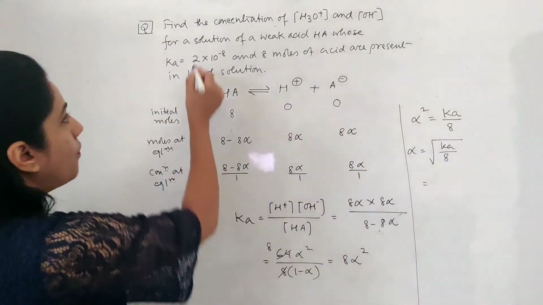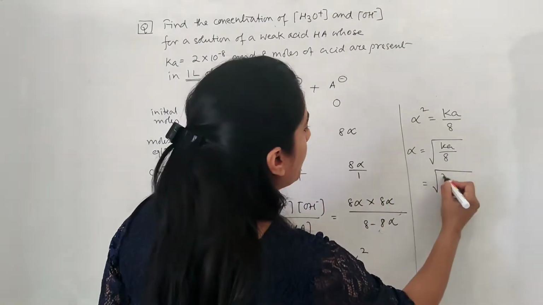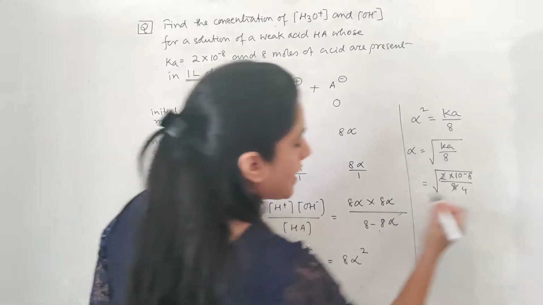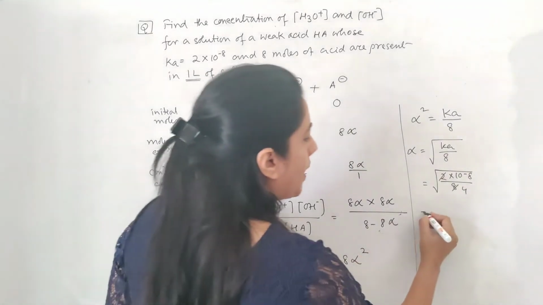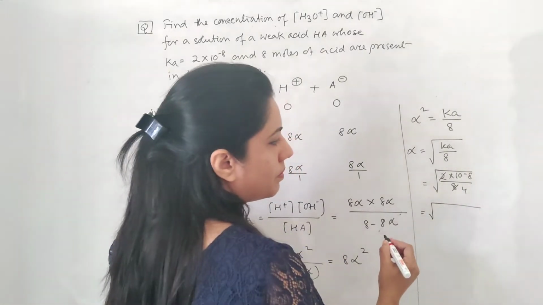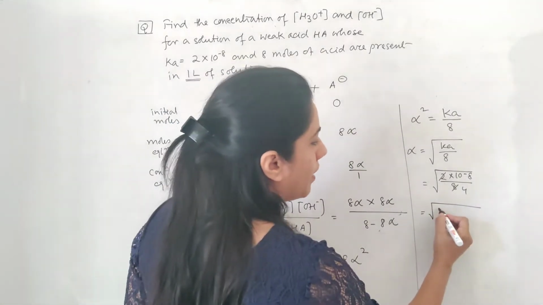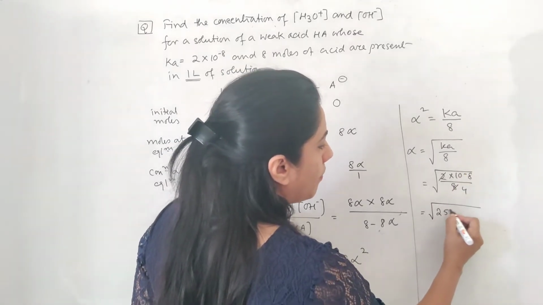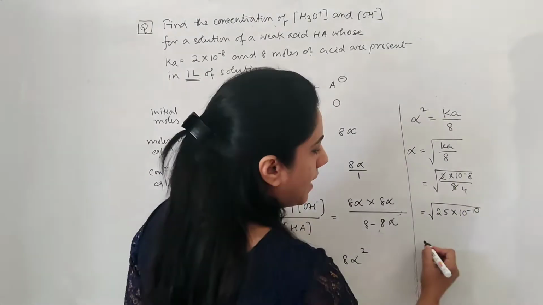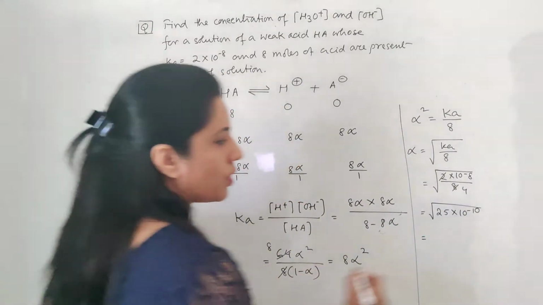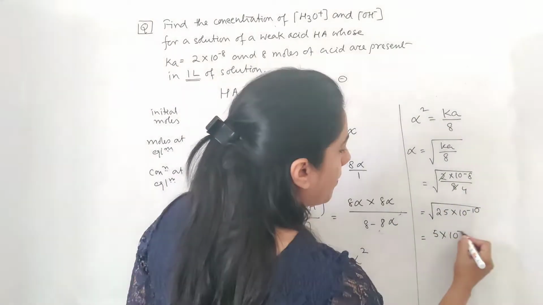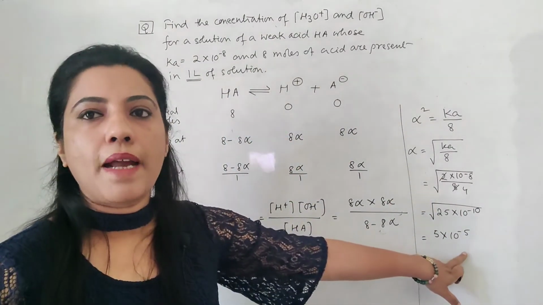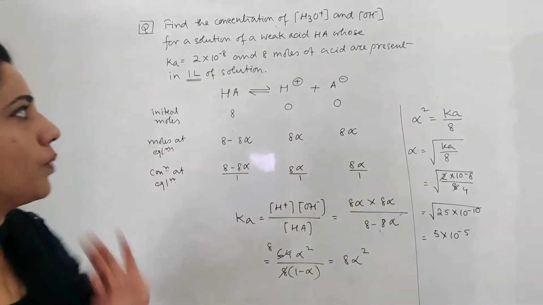Now let us put the value of Ka. It is 2 into 10 raised to power minus 8 divided by 8. This is getting cancelled. 1 by 4 means 25 upon 100. We can write 25 upon 100, so that 100 will go up. So it will be 25 into 10 raised to power minus 10. So you take it out of the root, so it will be 5 into 10 raised to power minus 5. This is the value of alpha we got. 5 into 10 raised to power minus 5 is the degree of dissociation of this weak acid.